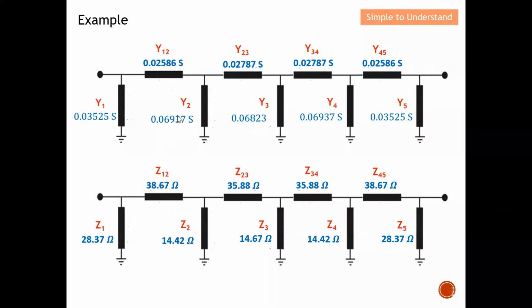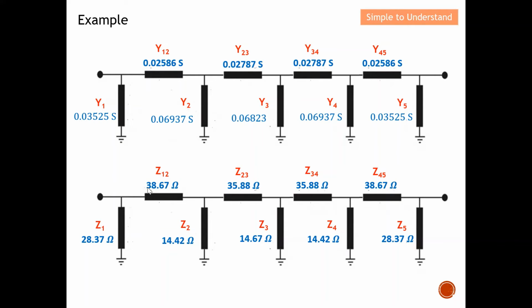Same for this over here. So I do 1 divided by 0.06937, and I should be able to obtain 14.42 ohm. So basically these are all the impedance. Earlier on, all these were the admittance. So I just do 1 over to obtain all the impedance.